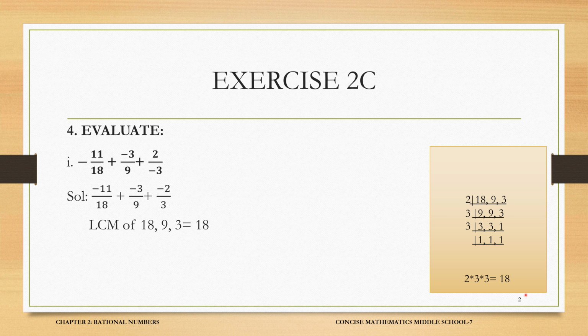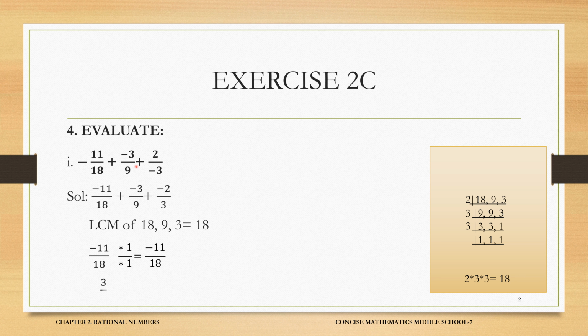Now we have to make the denominator into this LCM, that is 18. Take the first rational number, that is minus 1 by 18. Because the denominator is already 18, you have to multiply it with 1. So minus into plus is minus 1, and 18 into 1 is 18.